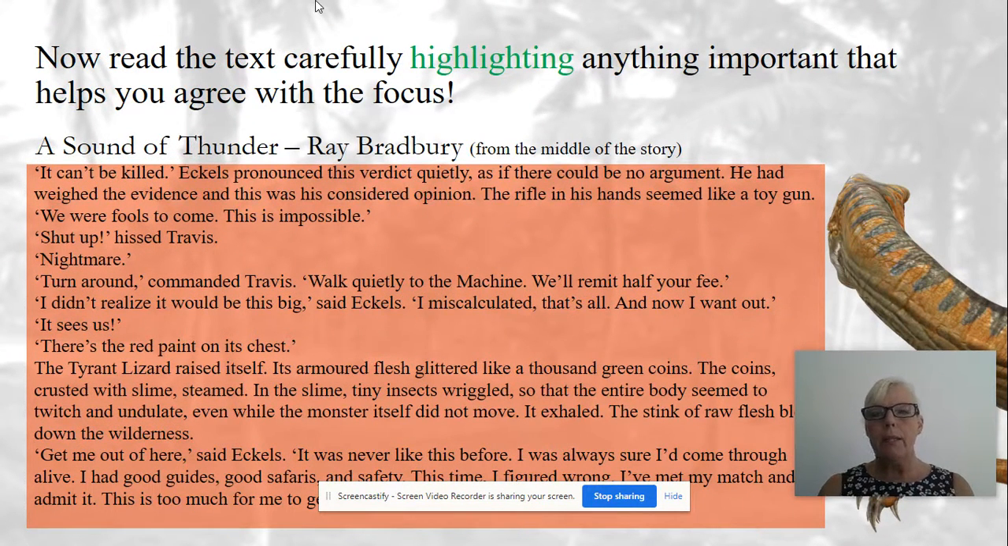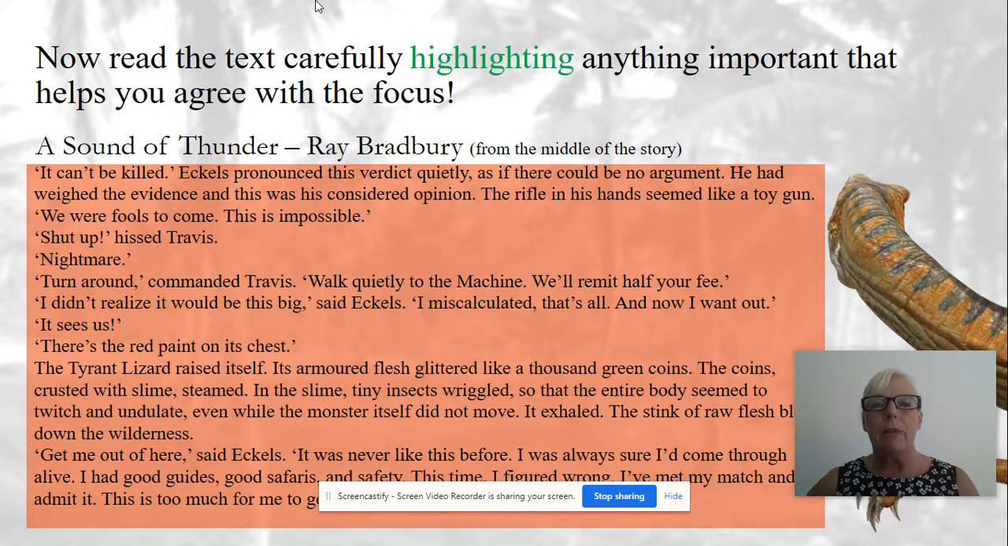Okay. So if we have a look now at the text, I'm going to read the text to you, and while I read it, I want you to use your highlighter pen. You should have downloaded this text. If not, make sure you have a hard copy of it so that you can actually engage with it. As I read the text, please carefully highlight anything you think is important that helps you agree with the focus of the question, that the monster is so terrifying that Eccles is right to panic. Okay, so let's give it a read.